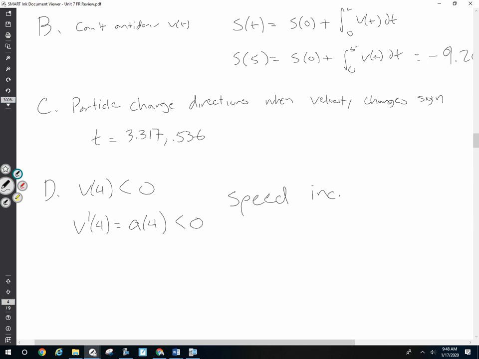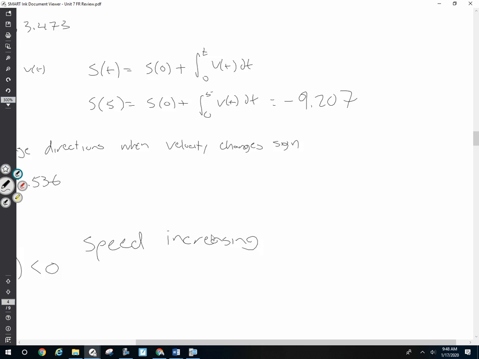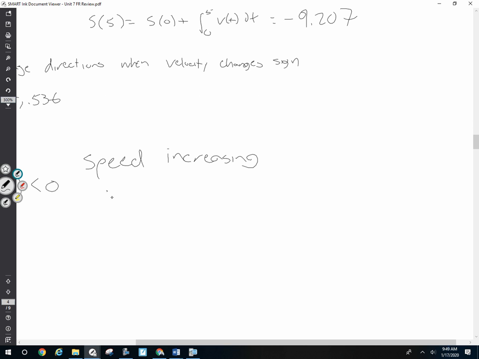They ask you for a reason, that's like justification. You literally just have to say the signs of v and a are the same. Or you'd say v and a have the same direction. This is perfect justification.